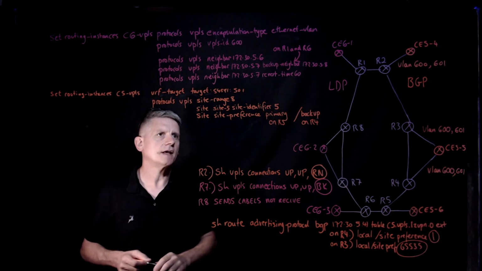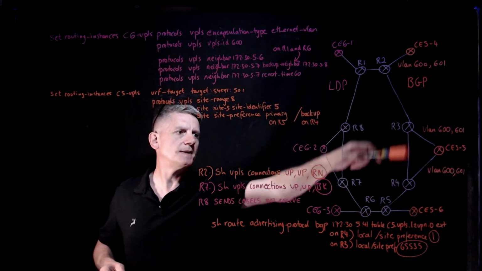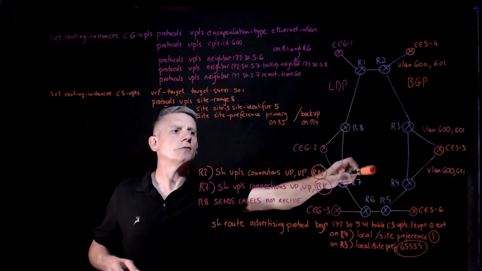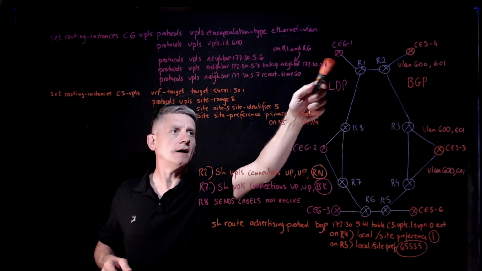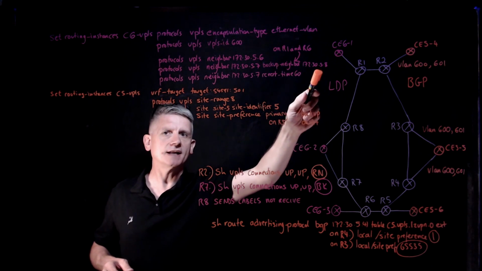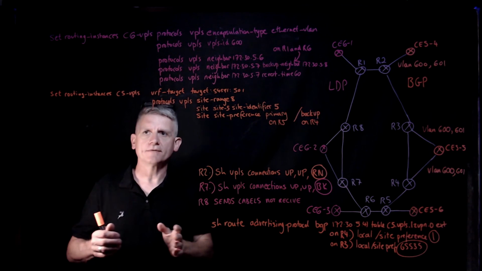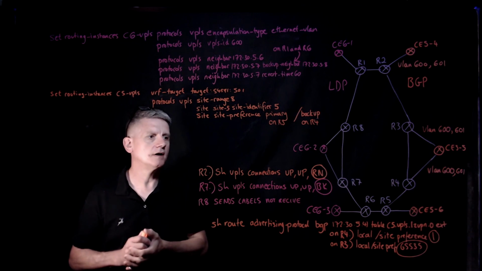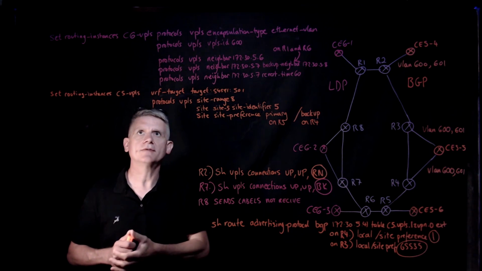So what we have here is BGP VPLS on the right with multi-homing, and LDP VPLS on the left. We have the commands that are different between the two highlighted on the board, and the show commands.